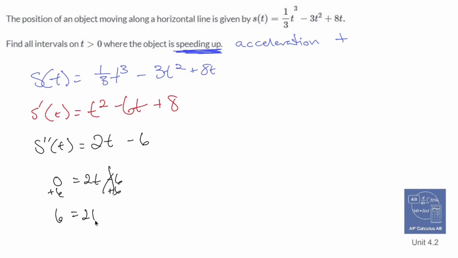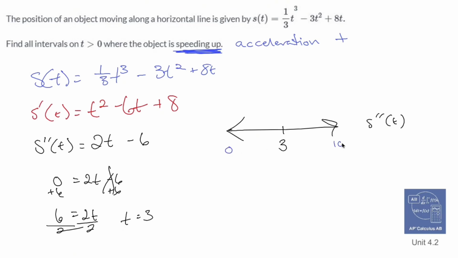6 equals 2t. Divide by 2, t equals 3. So if I'm making a sign graph of the acceleration function, I have an inflection point at 3. To find where it's speeding up, I care when the acceleration is positive. So I take a point greater or less than 3. If I pick 0 and pick 100 and plug them into the acceleration function, this will allow me to find out where this is negative and where this is positive.